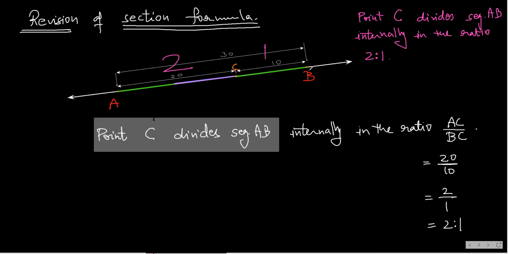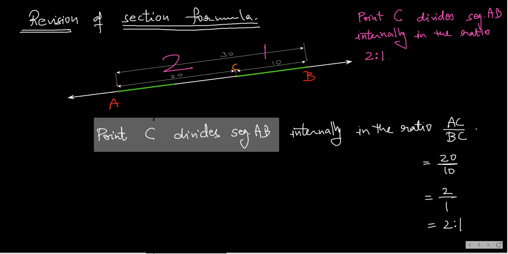So this 2:1 would also mean that there will be a total of 3 equal sections of AB, of which A to C is 2 sections and B to C is 1 section. That is why it is 2:1. So this is the concept.